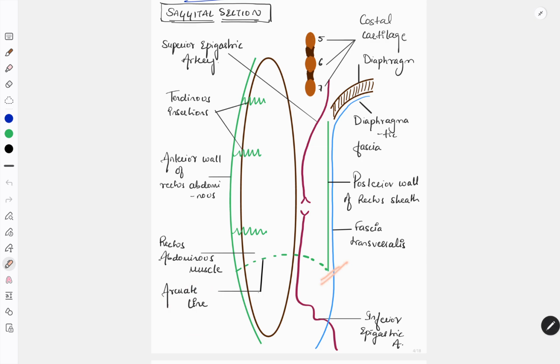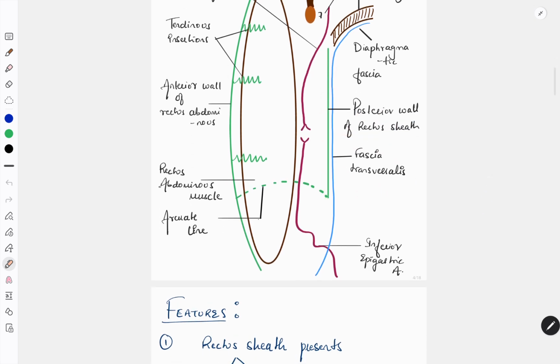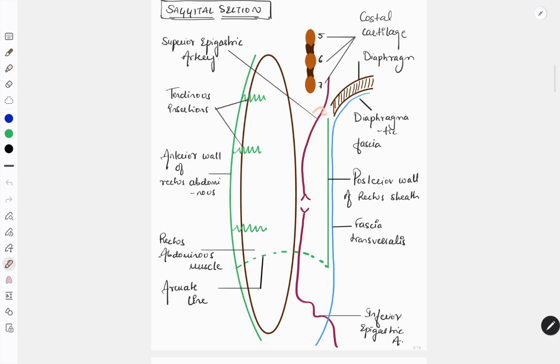So here we will discuss about the arcuate line. This is very important to know. So what is arcuate line? It is nothing but the end point of your posterior wall of rectus sheath. Okay, so these are the costal cartilages above. You have the diaphragm, this is nothing but your diaphragmatic fascia. This is your fascia transversalis. This green color is the posterior wall of rectus sheath. Here you can see two arteries, this is your superior epigastric artery, and this is your inferior epigastric artery, which will form some anastomosis also.